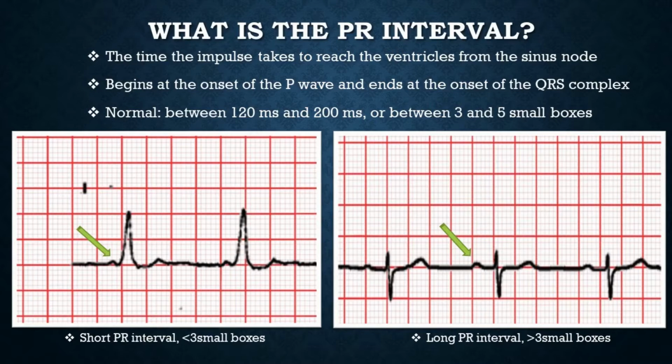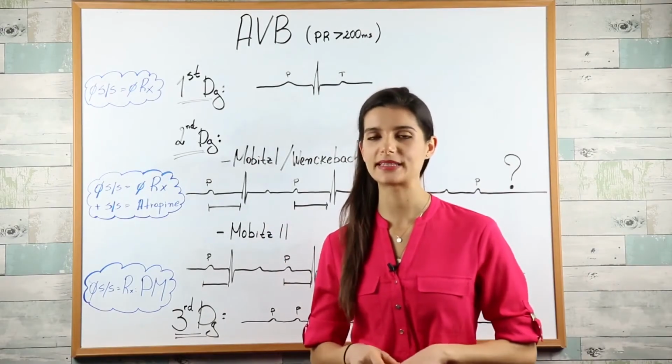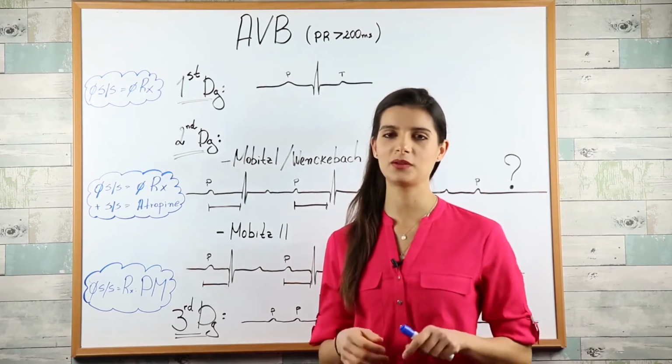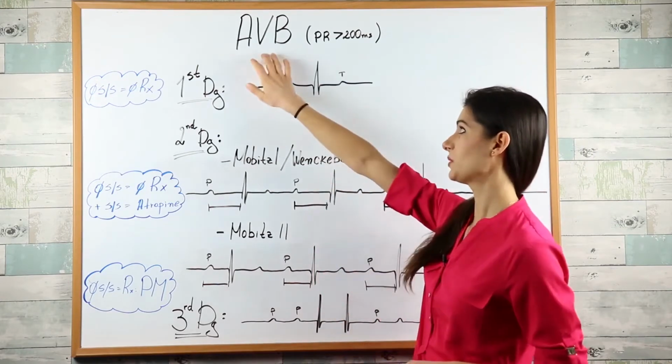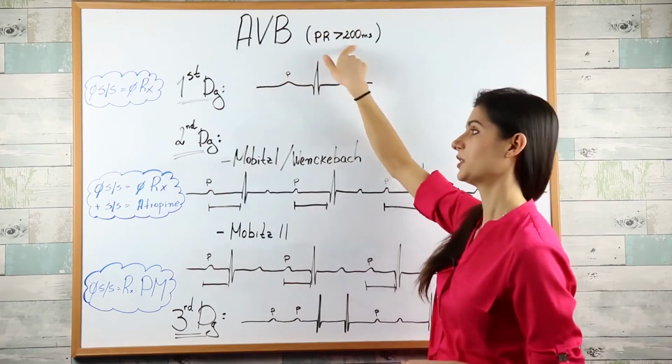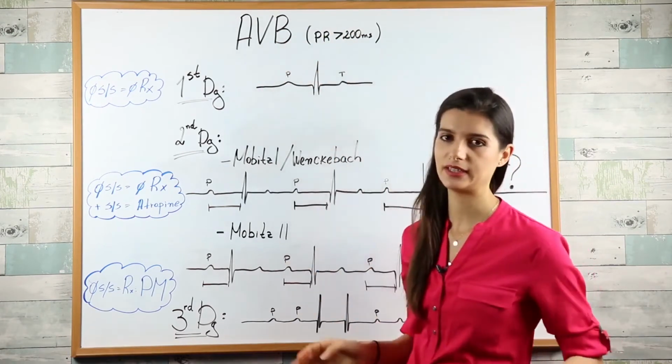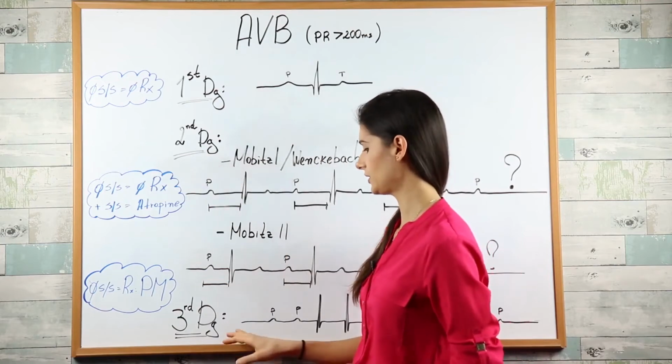Short PR intervals are suggestive of Wolff-Parkinson-White syndrome, whereas a PR interval longer than 1 big box, consisting of 5 small boxes, or in other words more than 200 milliseconds, is suggestive of AV blocks. Let's quickly go over the AV blocks as they're heavily tested, but more detailed information you can find in our arrhythmia videos. Alright, so the AV blocks are characterized by a PR interval more than 200 milliseconds, and we have 3 types: first degree, second degree and third degree.